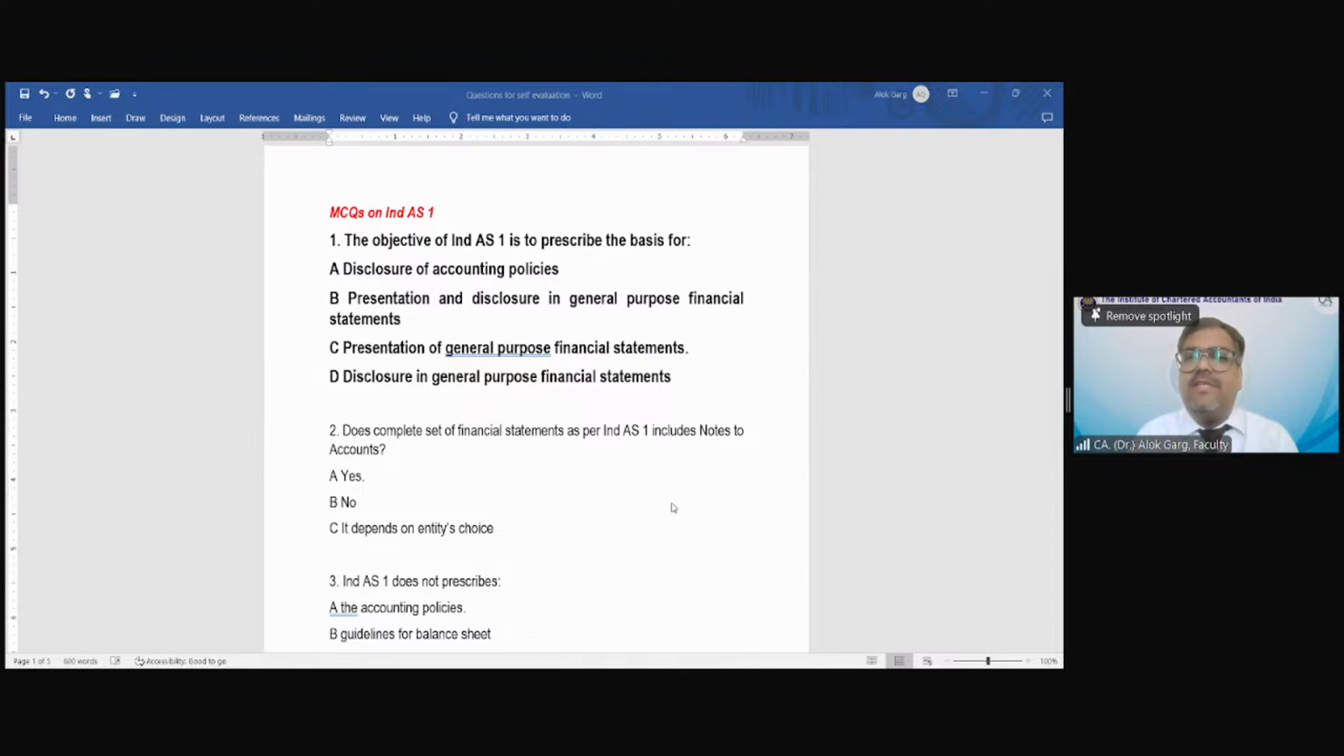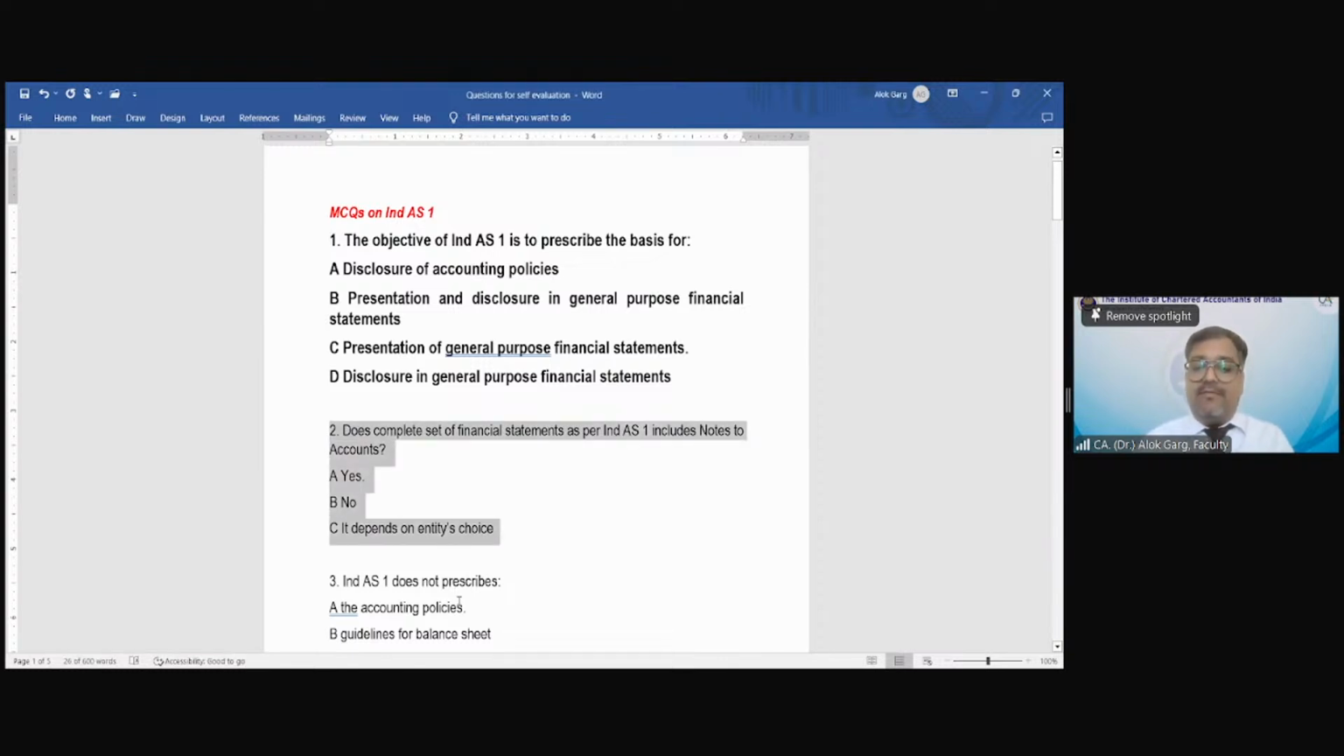What is the name of this Ind AS 1? Presentation of financial statements. Now tell me, what is the right answer of question number 1? C is the right answer. Yes. So this standard only gives you guidance on the presentation. It says that in notes to accounts, other Ind AS requirements need to be presented. So this standard only talks about presentation related requirements. So C is the right answer.